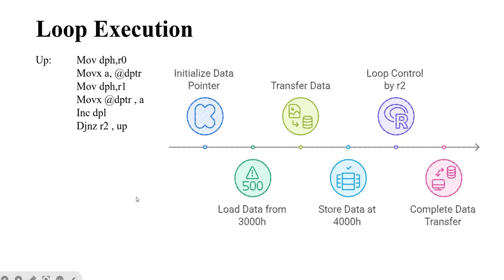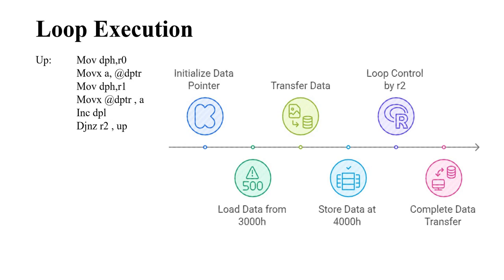Then the next step is MOV DPH comma R1. This is similar to MOV DPH comma R0. That was for the source address. Now this is for the destination address. So here R1 is 40, so the higher byte of the DPH will be 40.